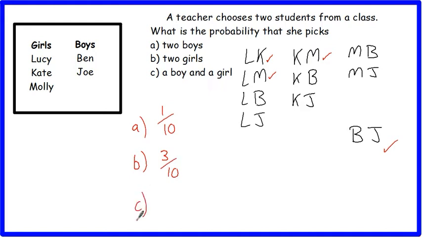And C, a boy and a girl. Let's highlight this one for C. So a boy and a girl, but there's a girl and a girl, a girl and a girl. There is a boy and a girl, a boy and a girl, Kate and Ben, Kate and Joe, Molly and Ben, Molly and Joe. It's basically everything that was left over. 1, 2, 3, 4, 5, 6 out of 10.